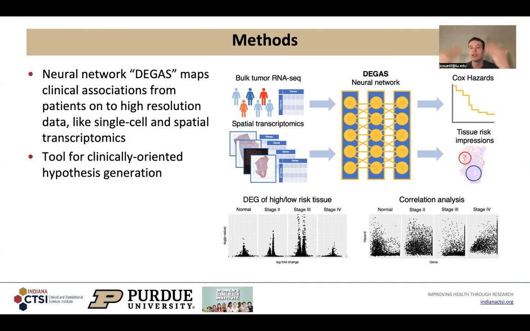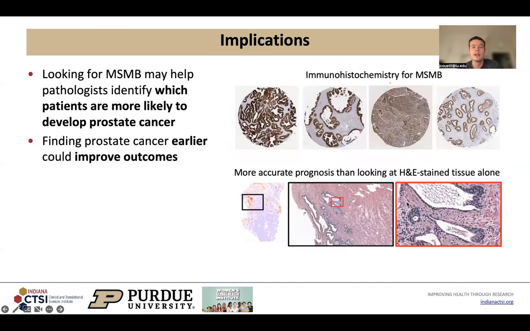So it's a way of triaging what cells to look at, what regions of tissue to look at, because there's so much heterogeneity in high-resolution data, what's important. And that helps you do differential expression analysis, correlation analysis. You can do tons of things with it.